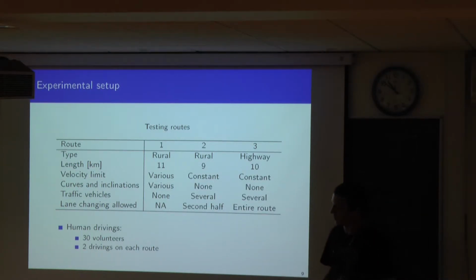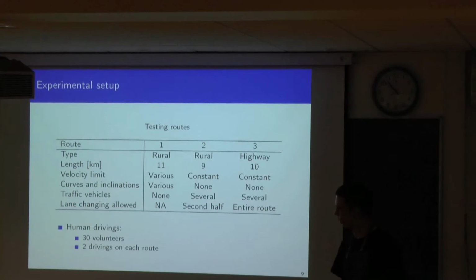And we tested the algorithm on this experimental setup. So we have 3 routes, 2 rural and 1 highway. They are 9 to 11 kilometers long. On the first route, we have various velocity limits and curves and inclinations, while on the second and the third, we have a constant velocity limit and there are no curves and inclinations. On the first route, there are no vehicles, while on the second and third, there are several.